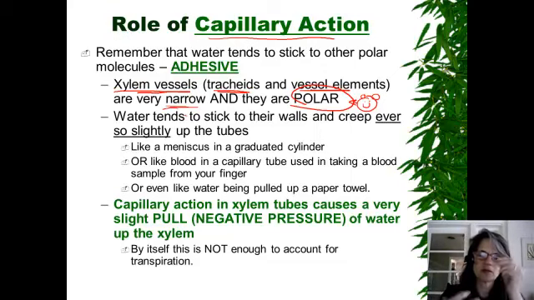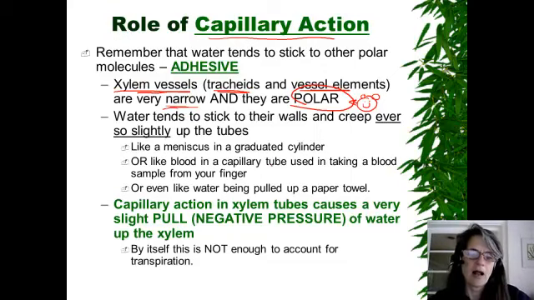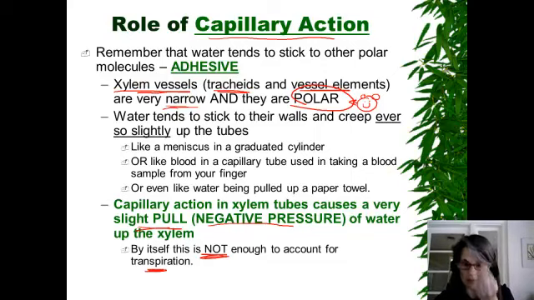This is the same way, because the tubes are so narrow and the polarity is so strong, it can defy gravity and rise up into the paper towel or into the vascular tissue. Now, this again only carries the water so far. It kind of keeps it from falling back down with the pull of gravity. Very slight pull is caused by capillary action, a very slight negative pressure up the xylem, but this too is not enough to account for transpiration. It will hold the water up into the plant, but it's not going to pull it all the way.